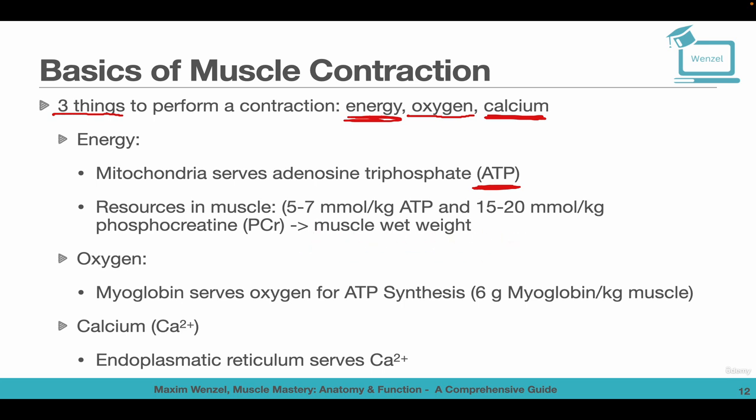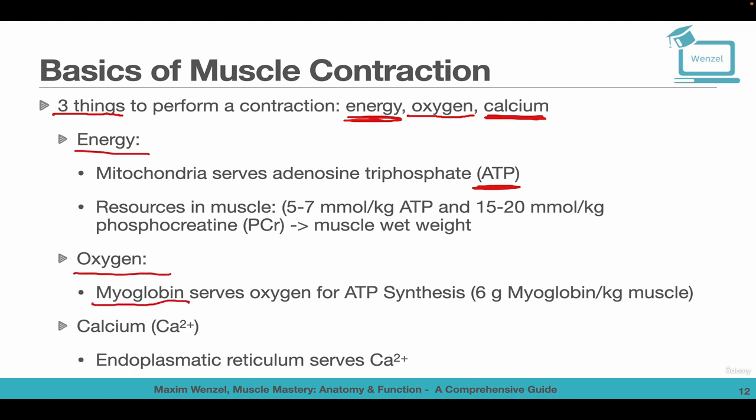So as I said, you will have resources of 5 to 7 millimole per kilogram muscle wet weight ATP, and you will have 15 to 20 millimole per kilogram wet weight phosphocreatine. We will talk about why you need phosphocreatine. It's also part of the energy generation.